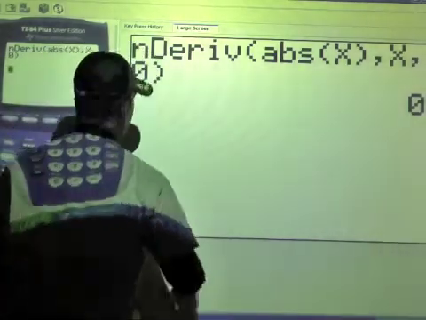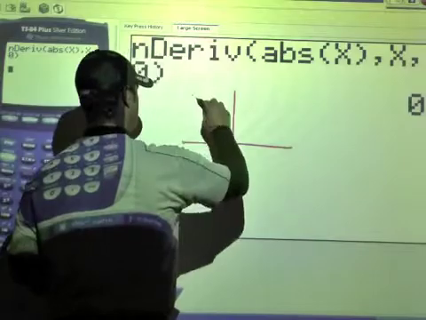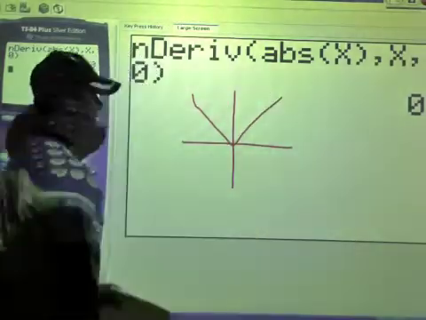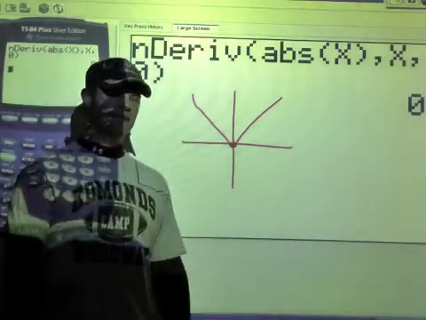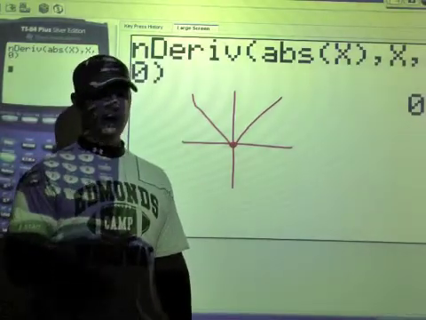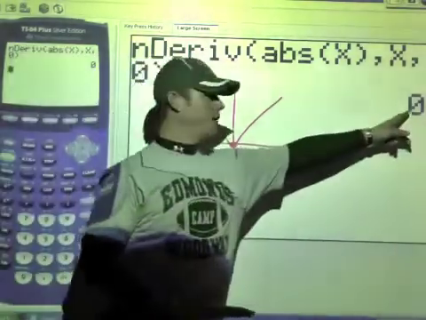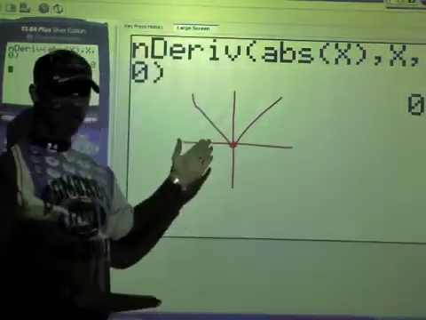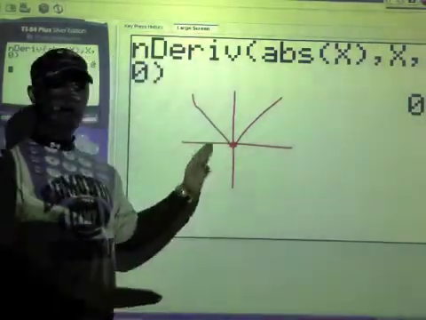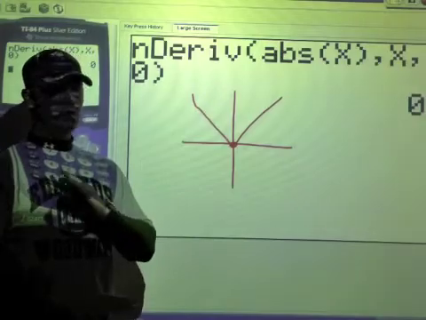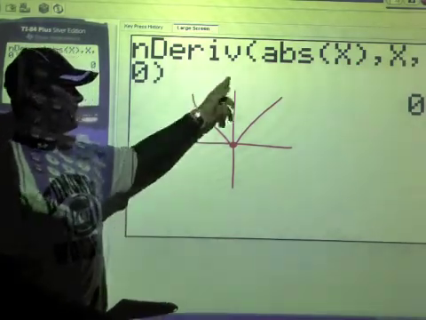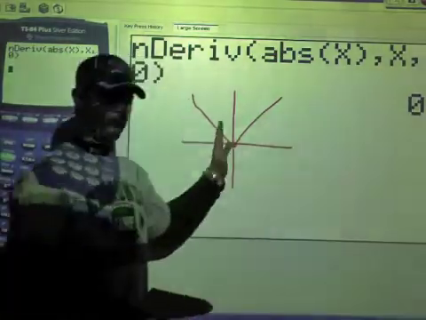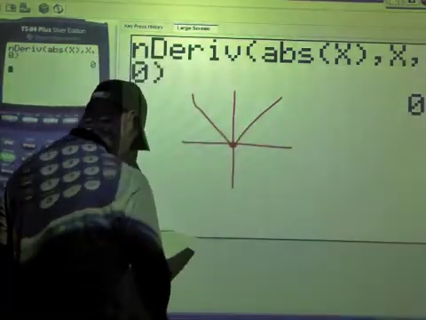Because if you think about it, at x equals 0, absolute value comes to a sharp corner, and we know the derivative doesn't exist. The calculator's not smart enough to know that. So it will give you bad results if you try to find the derivative at a place where the function is not differentiable. Okay? So you need to be smarter than the calculator, once again, and know that sometimes you're going to get some erroneous results at places where the function's not differentiable.